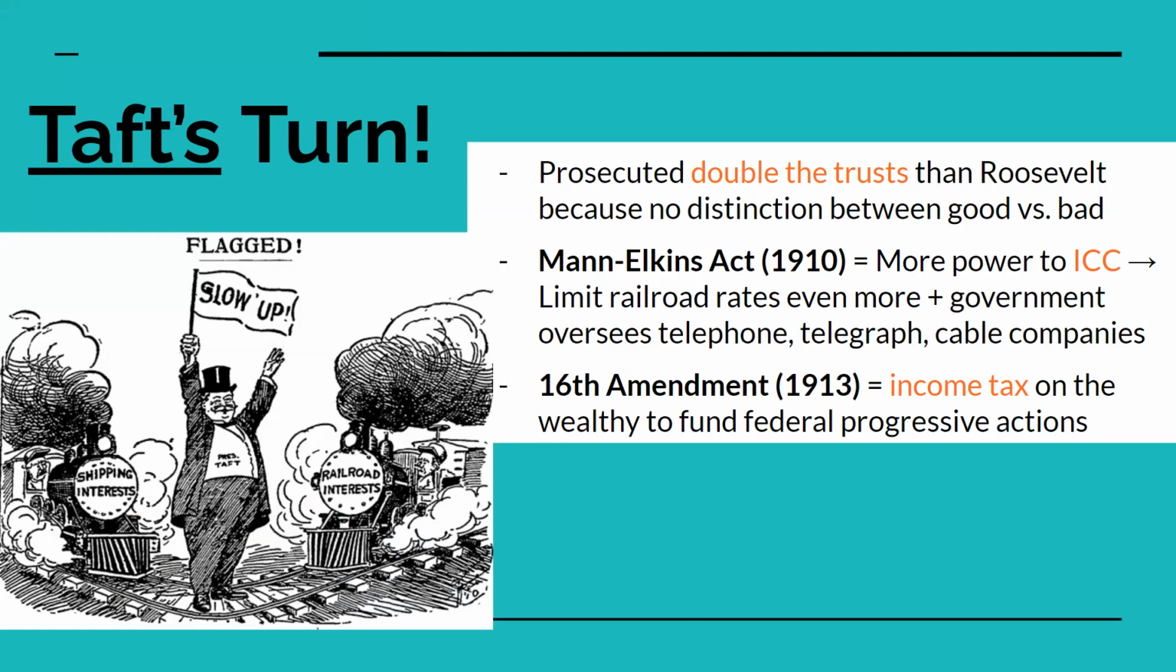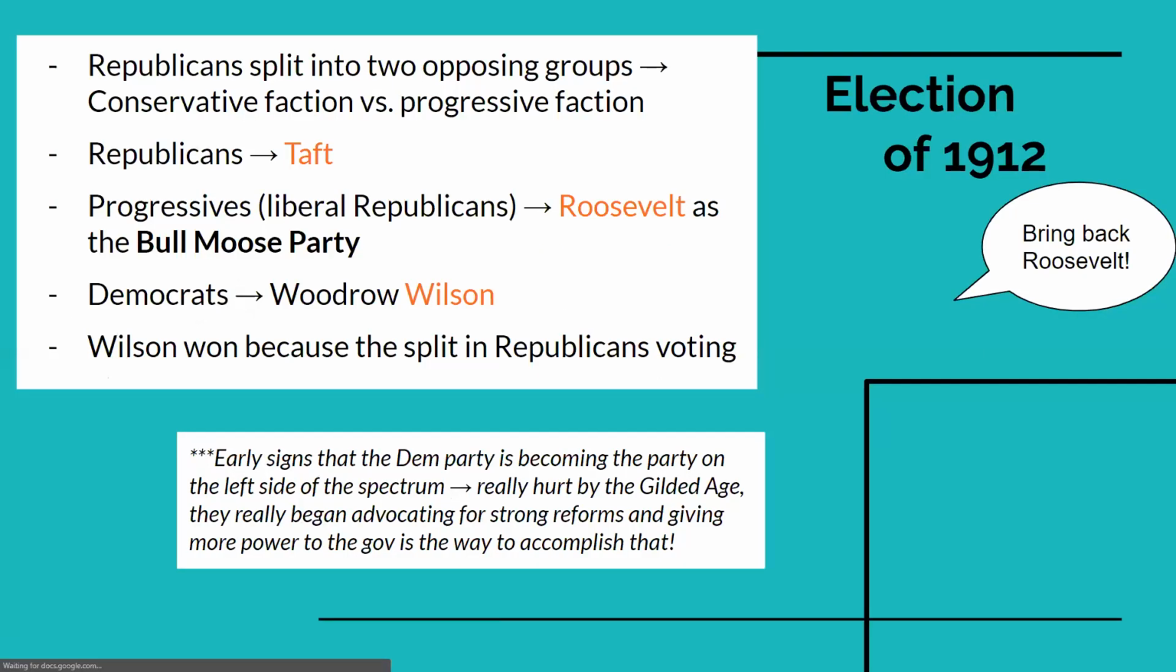But he passed the Mann-Elkins Act, which again gives more power to the ICC, and the 16th Amendment. That's probably the most notable thing, which starts the income tax, which we all know and love, which initially is going to be passed to fund a lot of these progressive efforts and eventually help fund World War I.